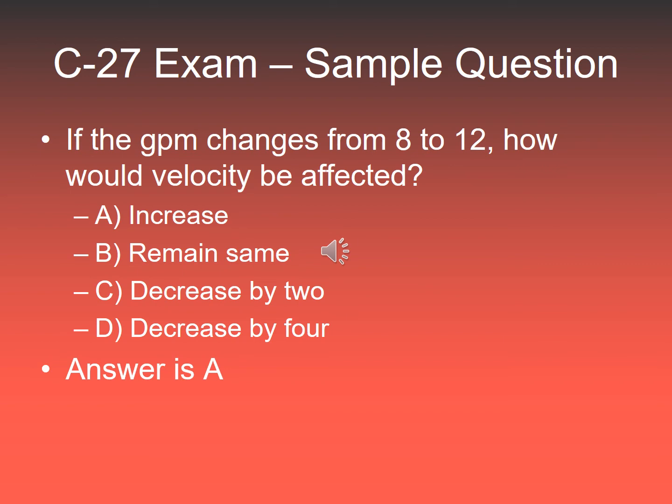If the gallons per minute, or the flow rate, changes from 8 to 12 in an irrigation system, how would the water velocity be affected? Would it increase? Would it remain the same? Would it decrease by 2, decrease by 4? Well, if you increase the flow rate, it's not going to decrease the velocity. It's going to either increase it or remain the same, but when it goes from 8 to 12, it's definitely an increase. So A is the correct answer.